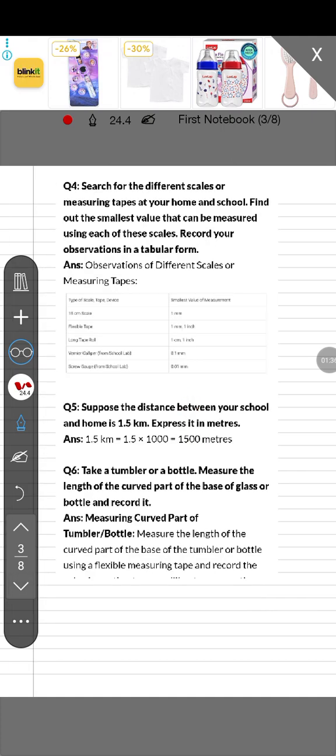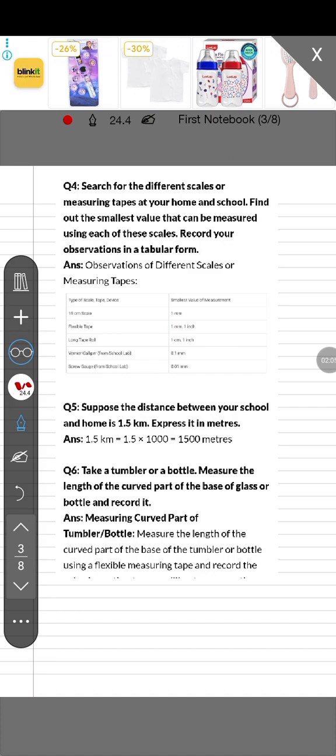In question number 4, it is written that you should search for different scales or measuring tapes at your home and school. Find out the smallest value that can be measured using each of these scales. Record your observation in tabular form. So you have to see the tapes. One is a 15 centimeter scale, flexible tape at home, long rolling tape at home, vernier caliper in school, and screw gauge in school.